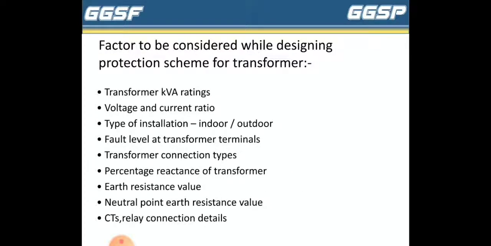Factors to be considered while designing protection scheme of transformer are transformer kVA rating, voltage and current ratio, type of installation such as indoor and outdoor, fault level at transformer terminals, transformer connection types, percentage reactance of transformer, earth resistance value, neutral point earth resistance value, and CT connection details.